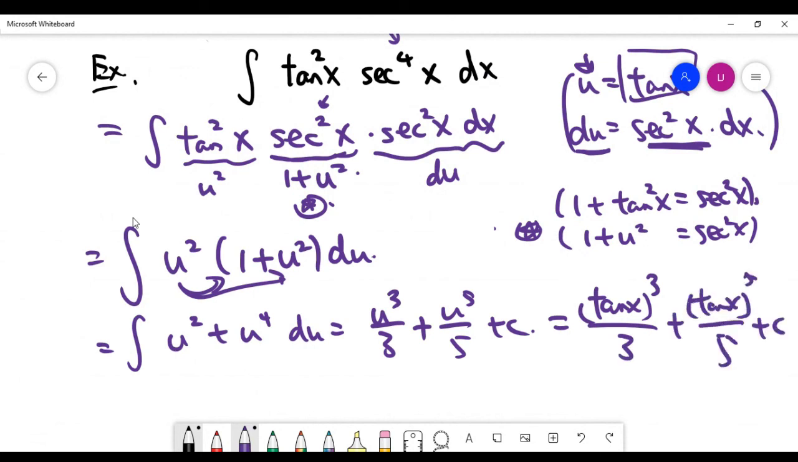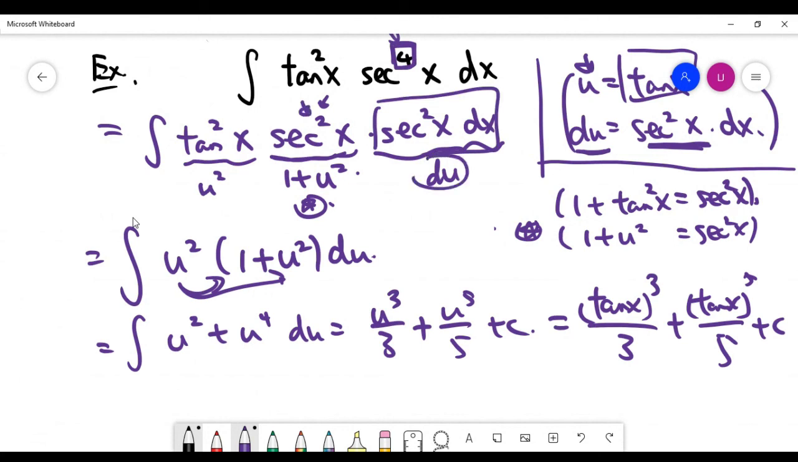As you can see, please look at the first line, even if the power for secant is a bigger even number, let's say 6 or 8 or 10, it doesn't matter. The fact is that we still use the same substitution for the u. And after taking 2 copies of the secant out based on the du, you still have an even number of copies of the secant. And in that case, we can always make use of the identity for the purple star to change everything into the u substitution.